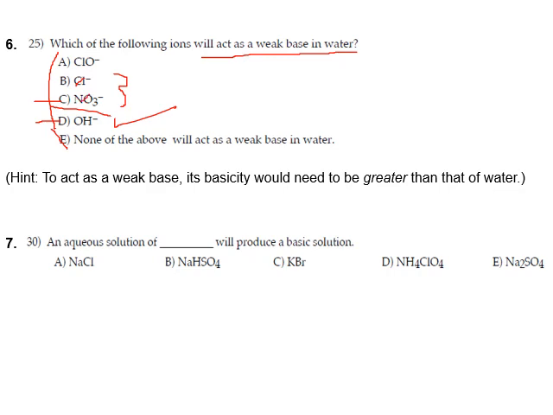So what about A? Well, what acid would you get if you put an H on ClO? You'd get HClO, which happens to be perchloric acid. I'm sorry, that's wrong. It's hypochlorous acid. So that turns out to be a weak acid. So its conjugate base will be a stronger base than water, so the answer is going to be A. So that was a lot of talking to explain that, but it's important that you understand that.